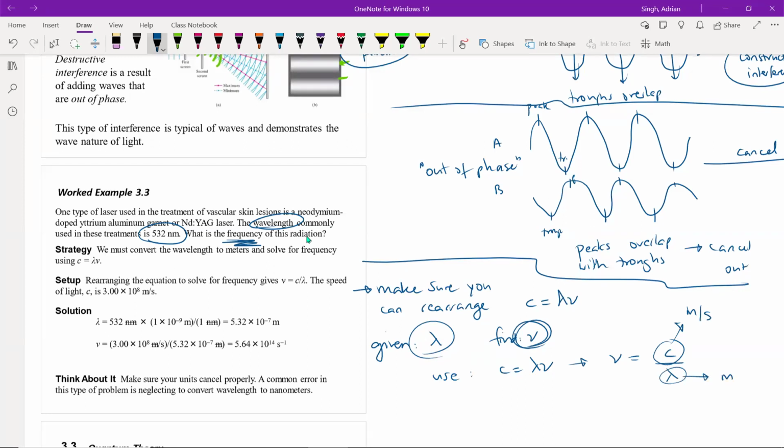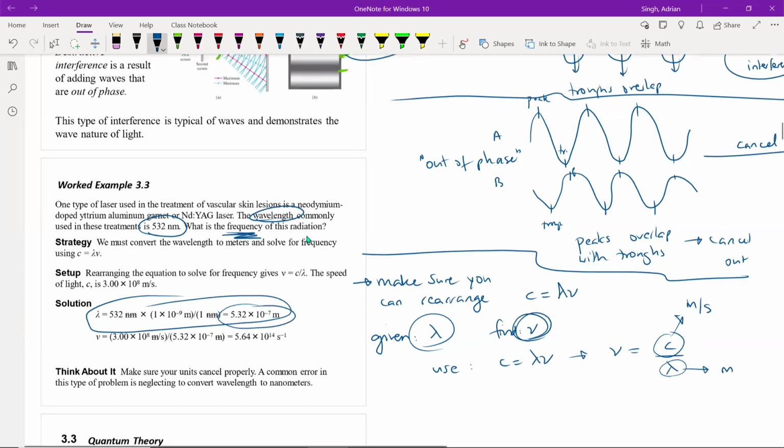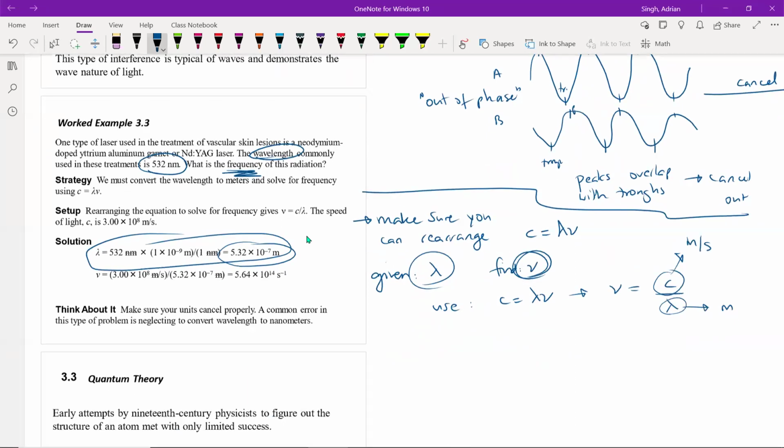All right, so if we're given our wavelength here as 532 nanometers, we do the conversion to meters. We divide by 10 to the 9, or we multiply by 10 to the negative 9. You should get a very small value for meters, so a negative exponent. And then we take the speed of light and we divide it by that wavelength in meters, and we end up with a frequency of 5.64 times 10 to the 14.